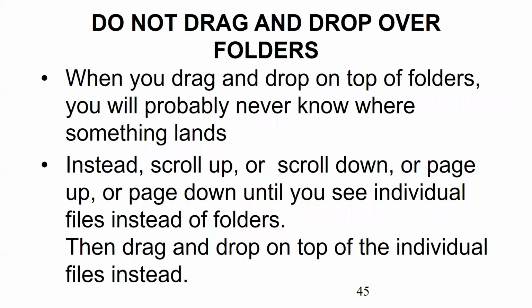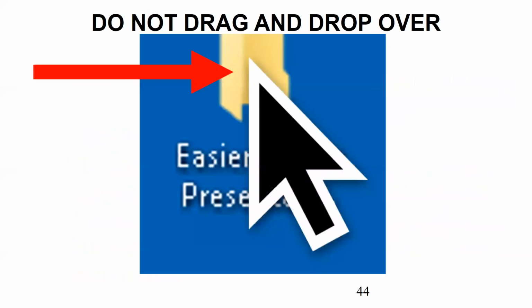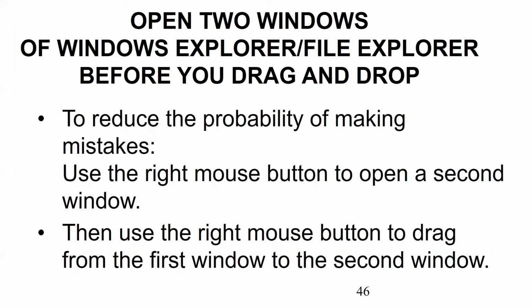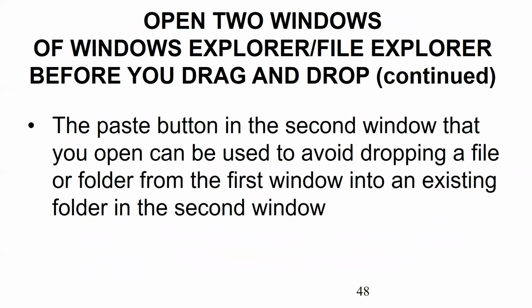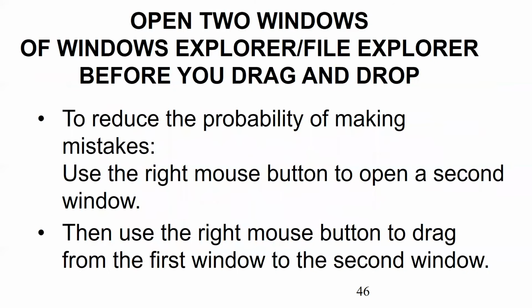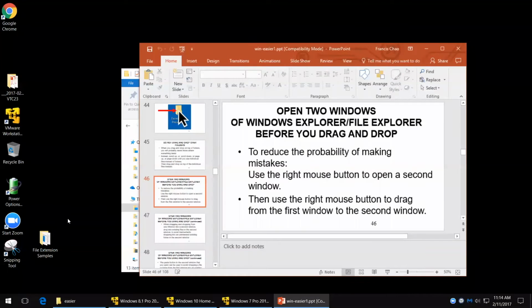Then let's see, what else can I tell you about? Okay, when you drag and drop things on top of a bunch of folders, especially if you have the folders sort of small, you'll probably never find out where they land. I've seen people do that over and over again when they buy new computers. Instead, if you scroll up and down and you drag and drop on top of, I should show this one, so let me try to demonstrate that one again. Let's see, what else should I show?